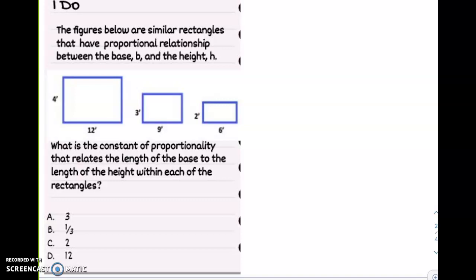Hello class, at this time you would have already finished problem 1 and we're ready to start the second problem. Okay, I'm going to start by reading the problem again.